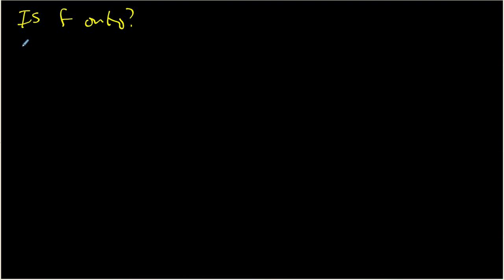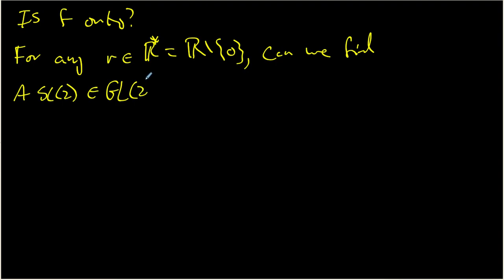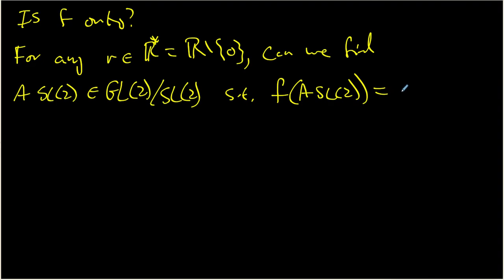Now, to figure out whether or not f is onto, what we have to do is pick an arbitrary element of the non-zero real numbers. So we have to say, for any r inside of the non-zero real numbers, can we find a left coset, so an A times SL2, that's kind of weird looking notation, inside of the quotient group, such that f of that particular element is indeed equal to little r? Well, this one is very easy.